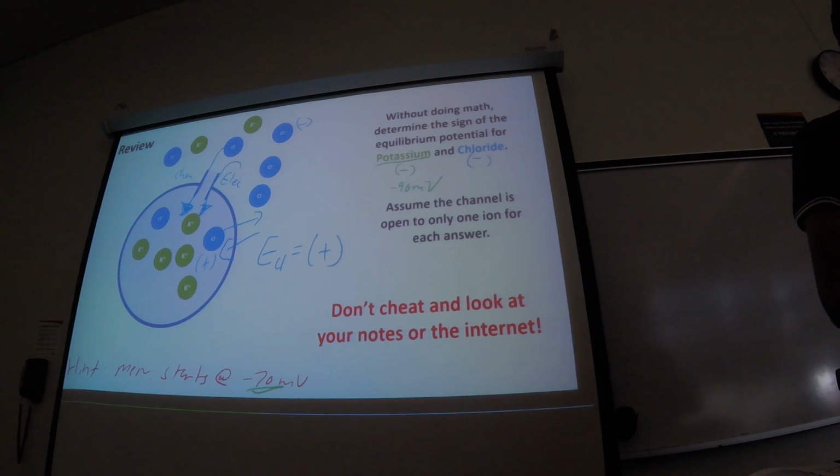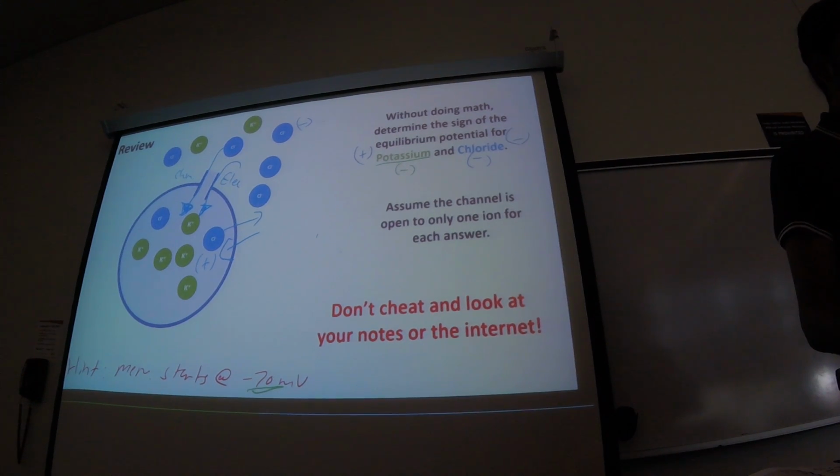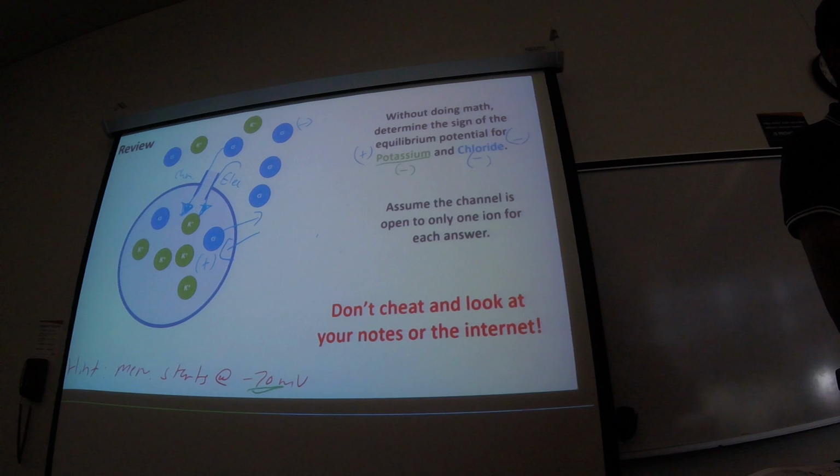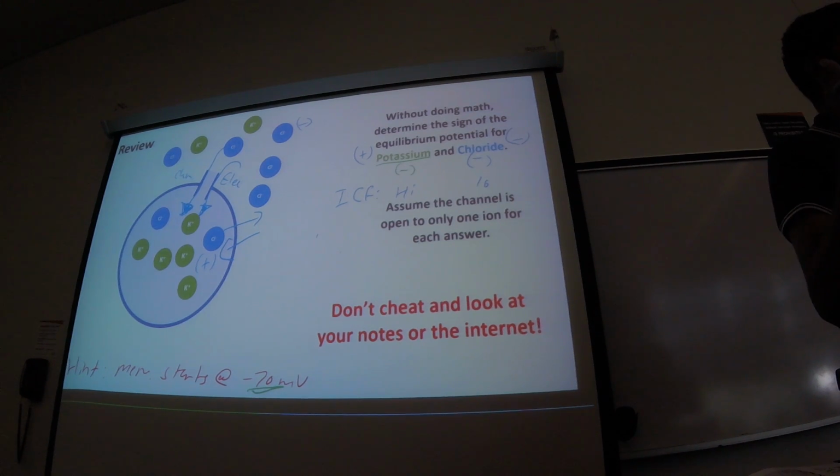Now you may be confused and say, but wait a minute here. Why are they both negative? This is a positive and this is a negative. You might be kind of confused there. But the trick here is the gradient's in the opposite direction. Potassium is high inside the cell, but chloride is low. So that's why, even though you look at the ions and you just think it's the opposite.